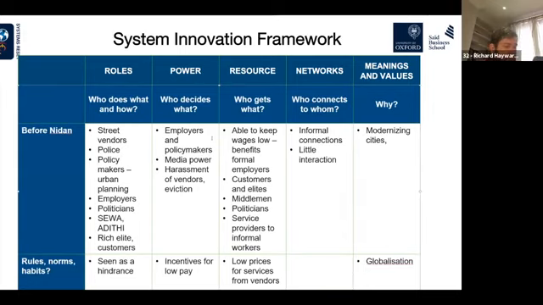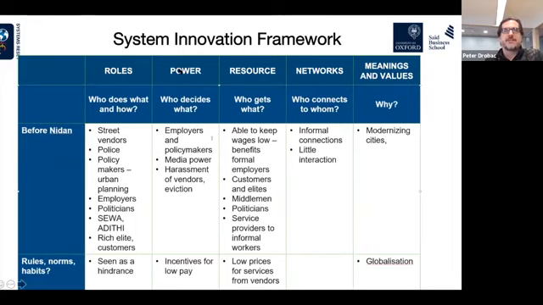So we're going to start today by trying to think about the system for your project as it exists right now. And as you recall, there are 5 components to the system innovation framework. There are roles. So roles is really your list of stakeholders, right? Who are the different actors in the system? Try to list as many of them as you can and start to think about who does what and how.